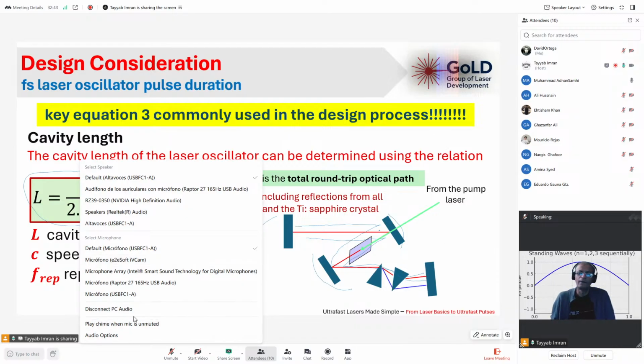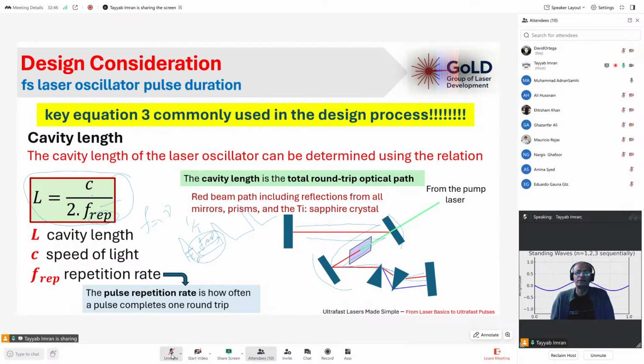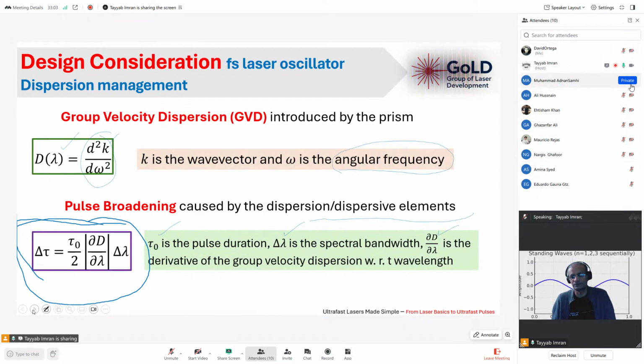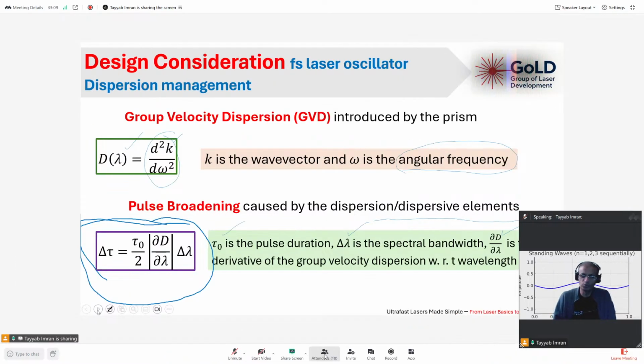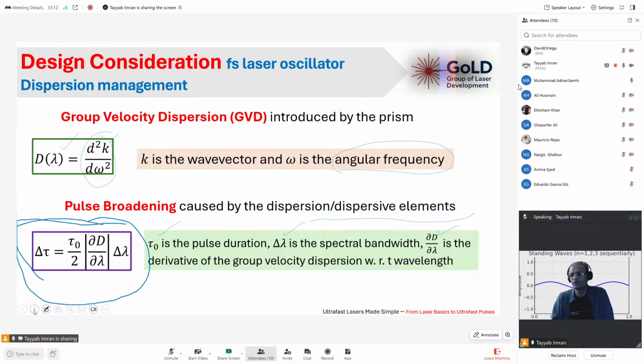Anyway, so the thing is that, and this cavity length. Okay, so these equations, if you need a very simple oscillator to build, and then after that, you have to think about the dispersion. And how much dispersion you need to introduce to compensate the dispersion already in the oscillator. So what to introduce? Prism, what kind of prism, at what angle, so that you can compensate.